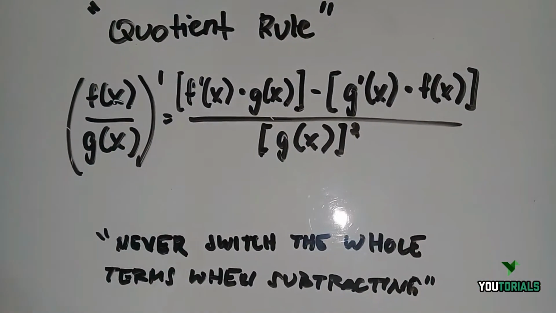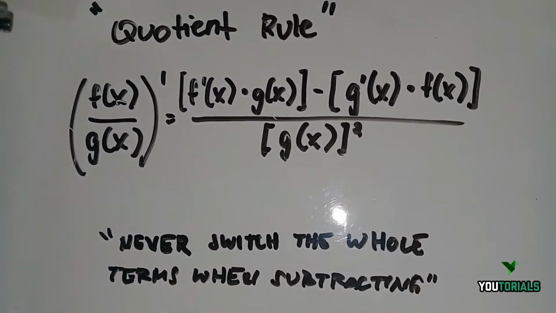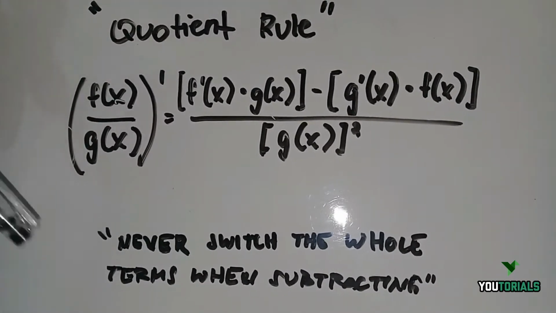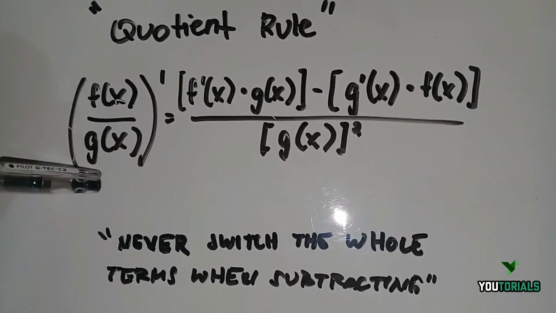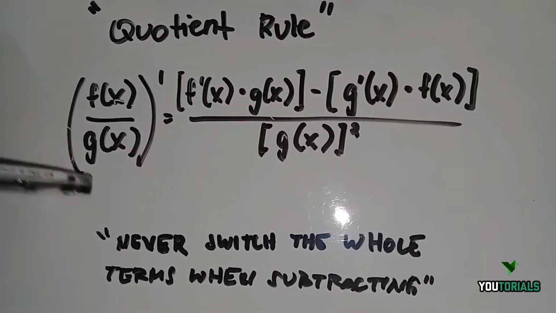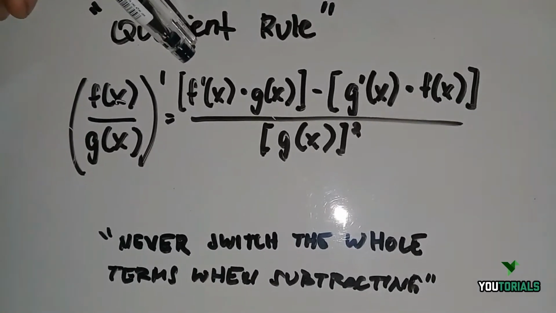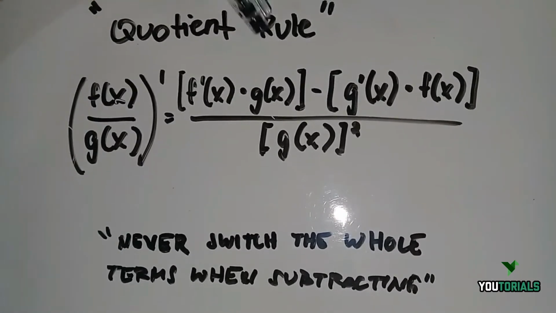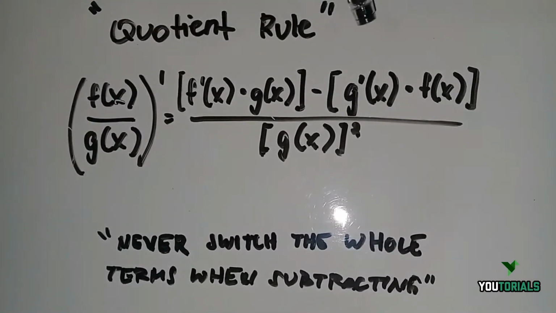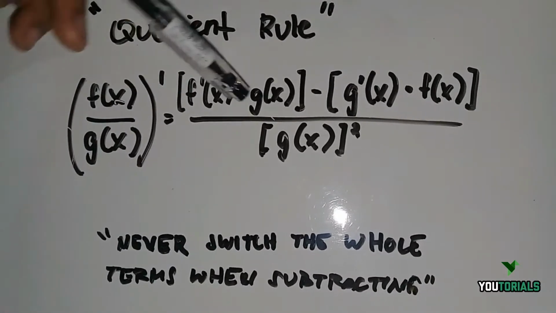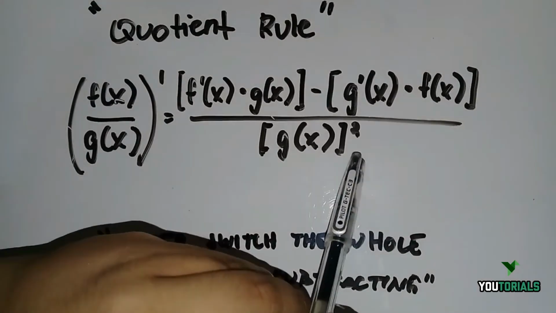So in this video, we'll be talking about a derivative rule called the quotient rule. It says that if you have a fraction and you want to take its derivative, we'll take whatever's in the denominator and multiply it to the derivative of the numerator. Then subtract the derivative of the denominator multiplied to the numerator, and get the difference, divide it by the denominator and square it.